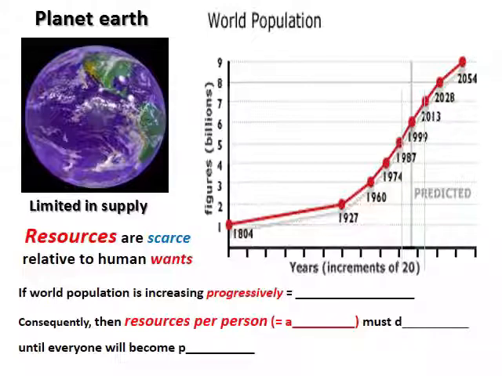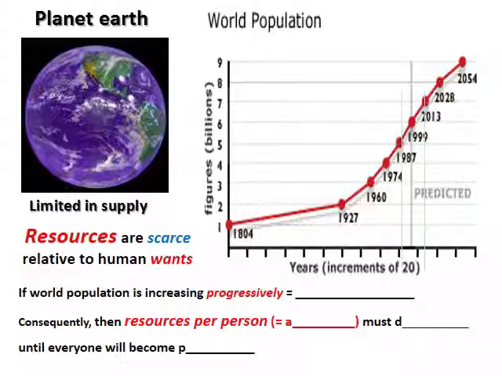Now it's interesting to look at the increase. Back here in 1804, population was beginning to increase steadily. It wasn't a rapid increase, but it was increasing steadily. But then after the 1920s into the 30s, you can see a rapid increase in world population.